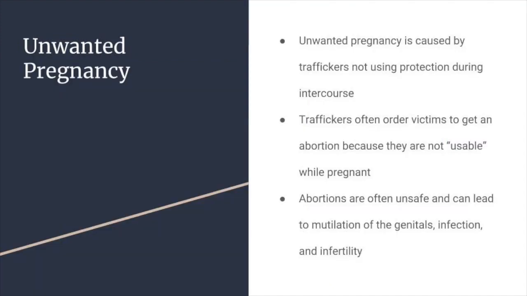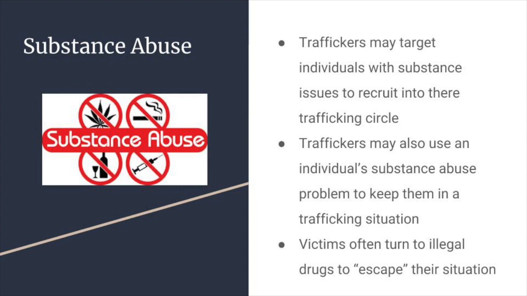Sex trafficking abortions are unsafe and are often not performed by a doctor, leading to infection or mutilation of the genitals. Some victims are still forced to have intercourse while pregnant, and victims do not have access to birth control. Illegal drugs, such as cocaine or heroin, are used to bait people into trafficking situations, and it is estimated that 40 to 85% of prostitutes are drug users.